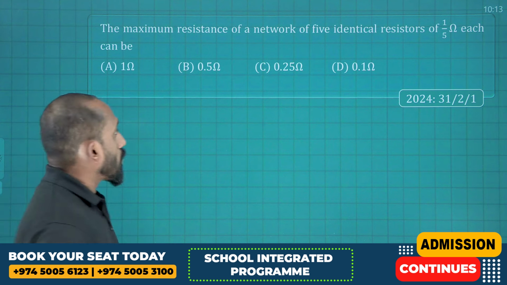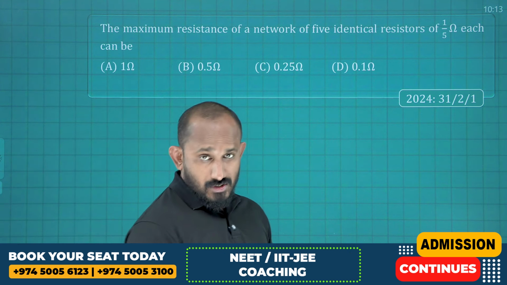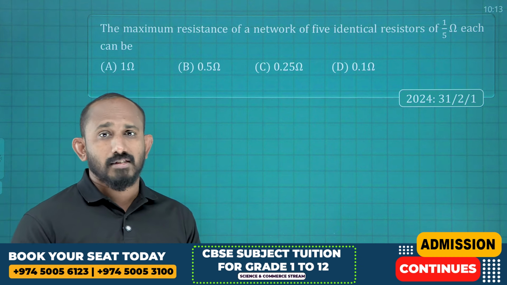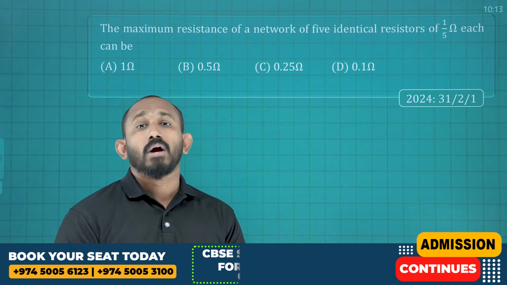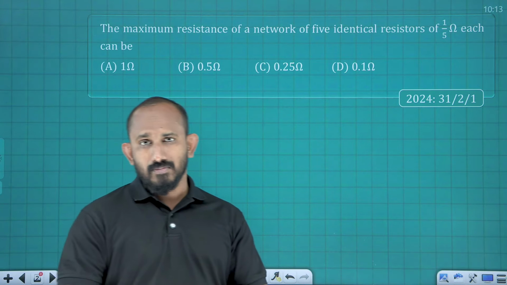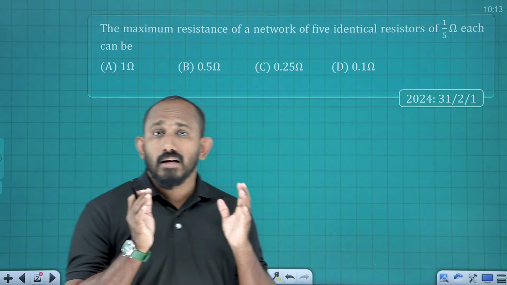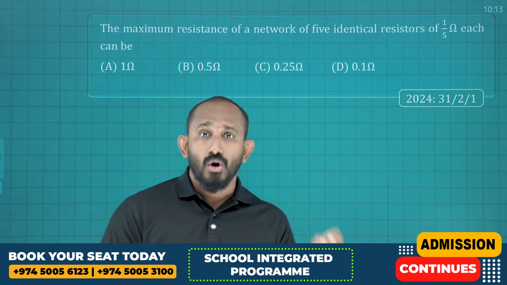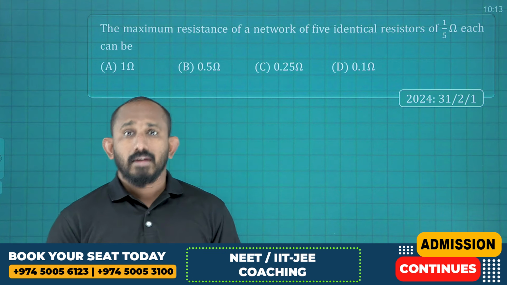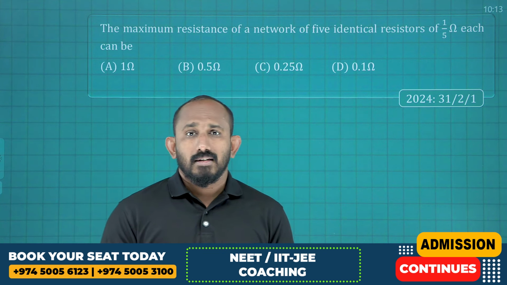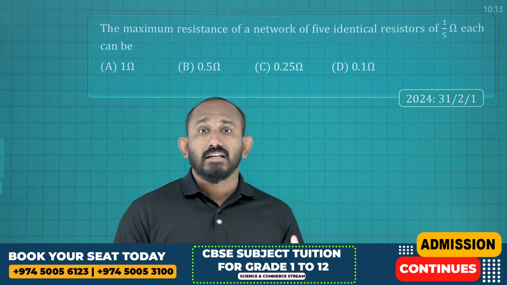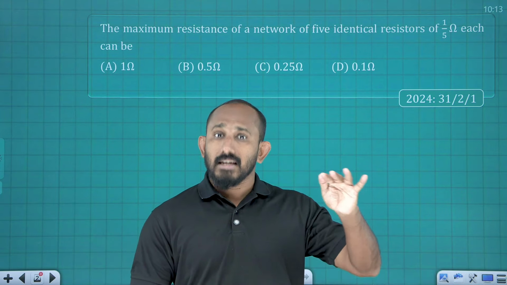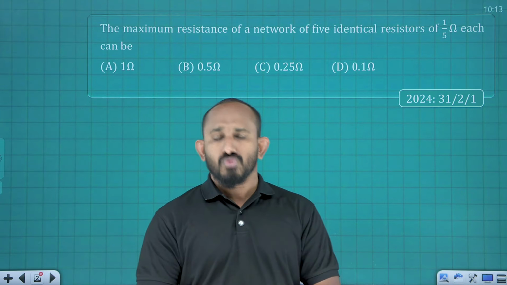The maximum resistance of a network of 5 identical resistors of 1.5 ohm each can be. So we have 5 resistors of 1.5 ohm. What will be the maximum resistance you can get? We have studied in this chapter that for resistors to get an effective value, either we can connect them in series or in parallel. In series combination, the net resistance increases and we get the maximum value. In parallel combination, the resistance decreases and the least value of the resistance will be there.